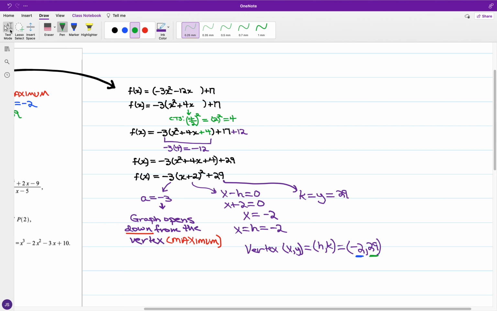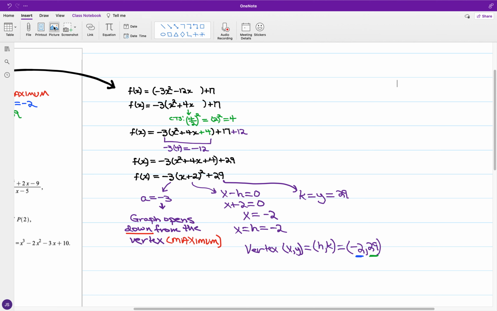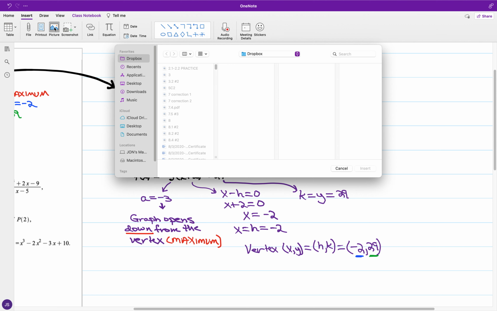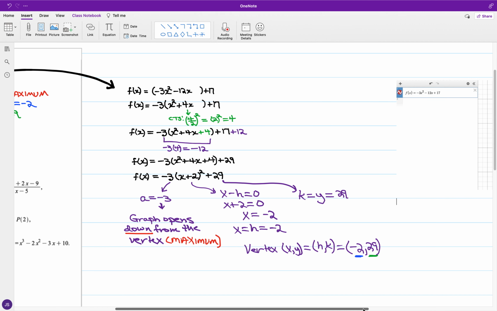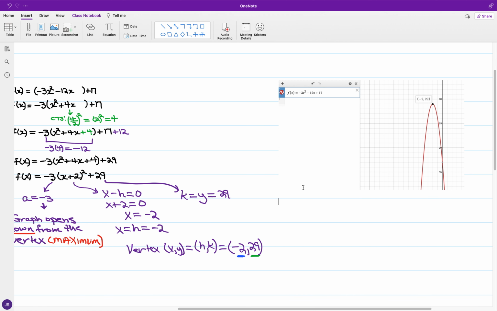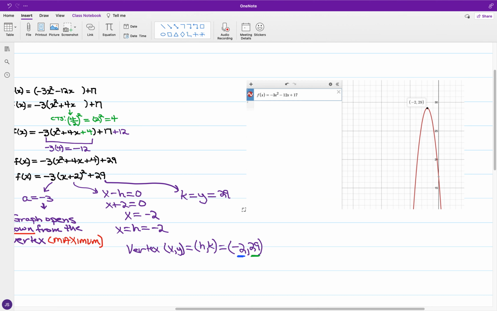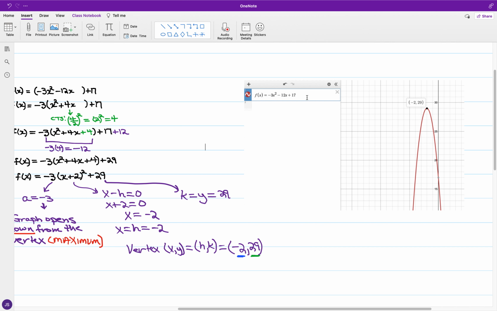And just looking at a visual of the graph of this particular quadratic function, again, you have the graph of y is equal to f of x is equal to negative 3x squared minus 12x plus 17. And you have your vertex at negative 2, 29, and again the graph opens down from that location.